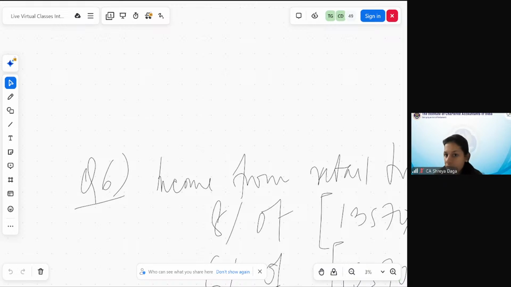Please zoom out, screen is not visible. How do I zoom out? I mean, it is zoomed out with me, but you all are seeing it zoomed in.